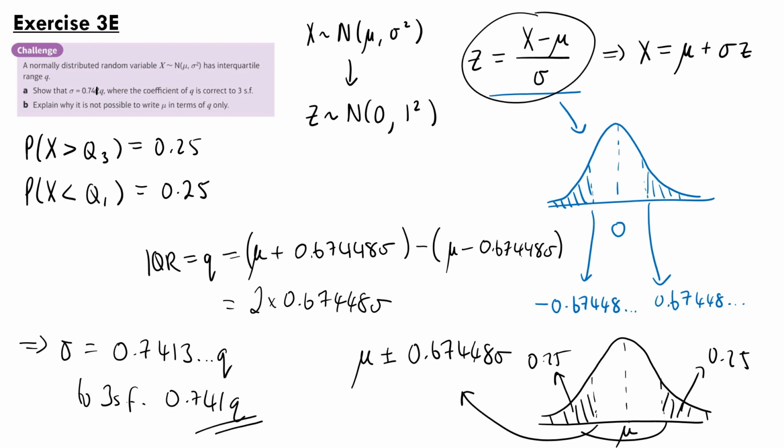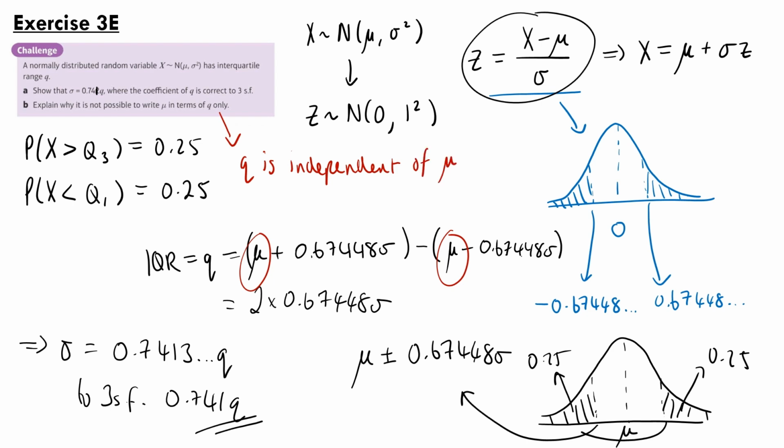Now for part B, explaining why it's not possible to write mu in terms of Q only. Well, the interquartile range is actually independent of the mean, as is shown here. When we find the interquartile range, we cancel out the mu's essentially. So the interquartile range, Q, is independent of the mean. And if you think about what this means intuitively, Q is independent of mu.